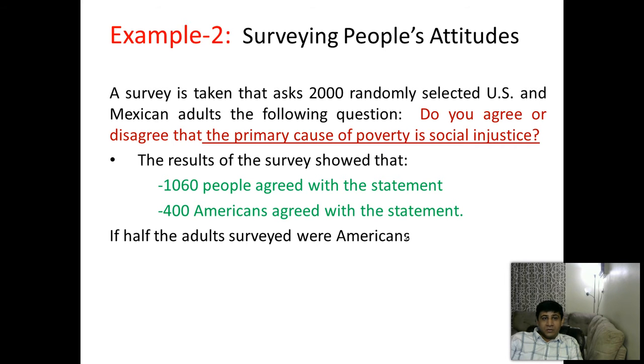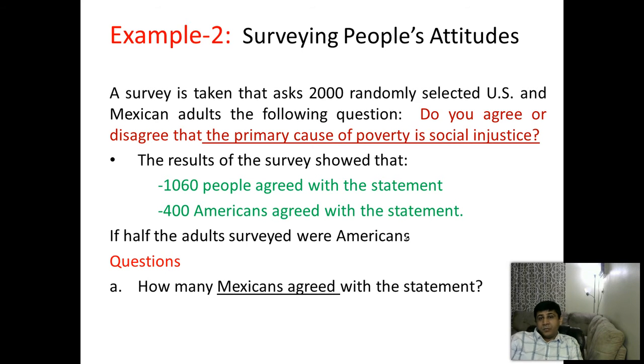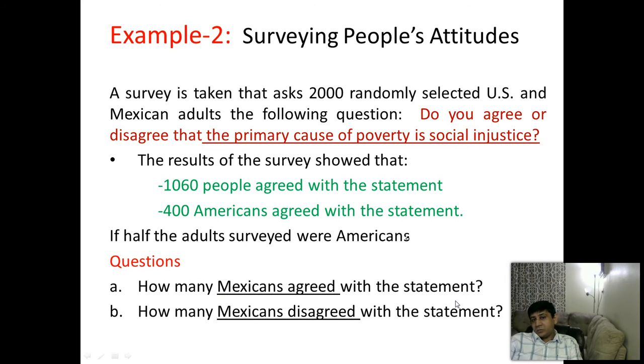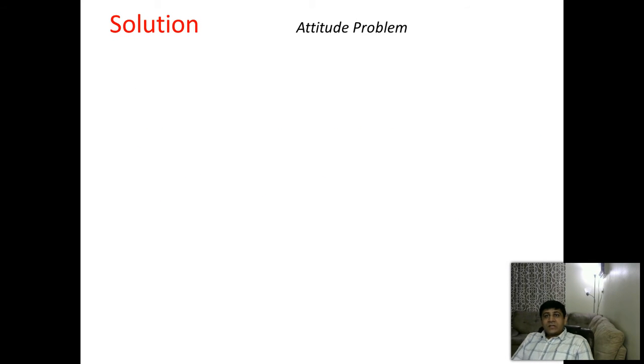Now let's move on to the questions. We want to find out how many Mexicans agreed with this statement. This is not explicitly given in our numbers here. We want to use set theory to find how many Mexicans agreed with the statement. Moreover, we also want to find out how many Mexicans disagreed with this statement. We will answer these questions at the end of our analysis.